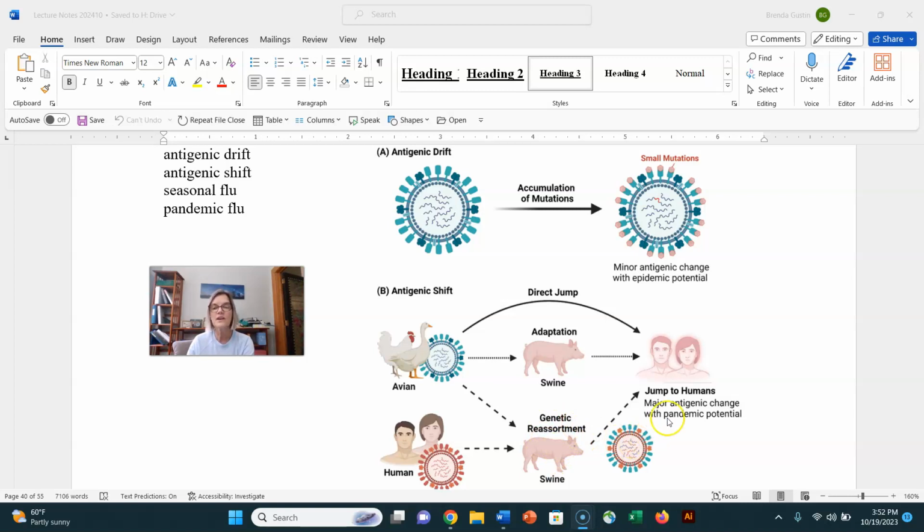Now, the concern was it was going to become a pandemic, and it could be a very dangerous virus and very contagious. But for whatever reason, that virus just petered out after a while. It didn't spread like our more recent pandemic did with COVID-19. The virus just lost its ability to infect. But the potential is always there. So antigenic drift versus antigenic shift, there can be really different consequences to these two phenomena.